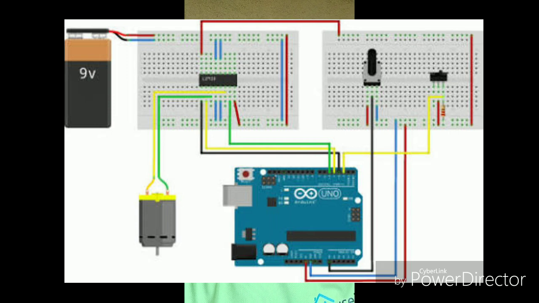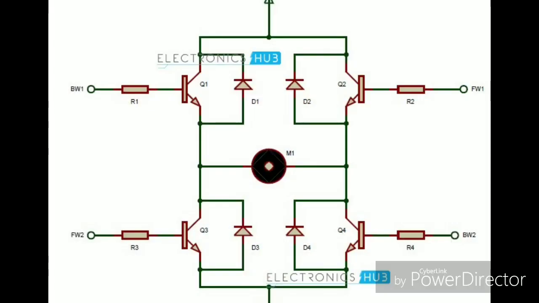Four transistors are connected as shown in the diagram, with the load, that is the DC motor, in the center. Now I'll explain the main aim of my project, which is to control the speed and direction of a DC motor without using a motor driving IC. Hence, we need to form an H bridge using transistors.